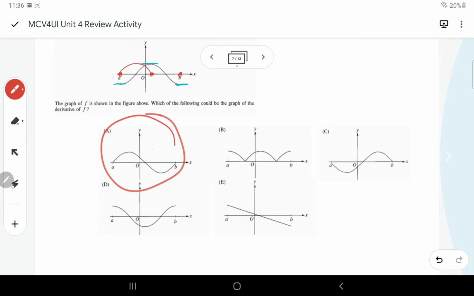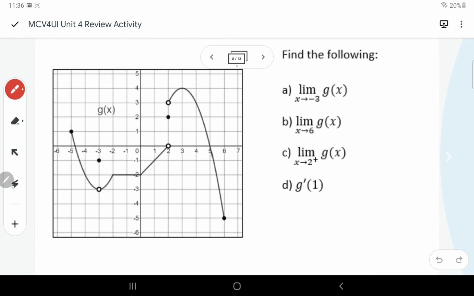And again, we don't know the scale. That could go like this. I don't know. It doesn't matter as long as it's going into the positives and then back down towards 0. And where the original function's decreasing, the derivative will be negative. Again, small negative, bigger negative, smaller negative. So that would be A for our answer.